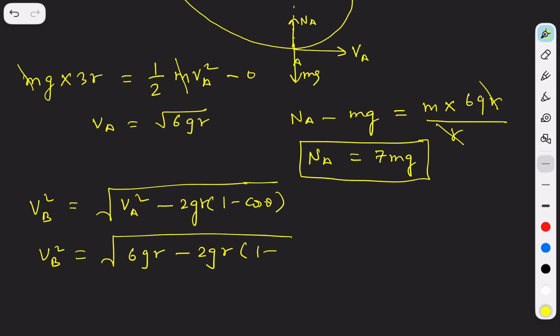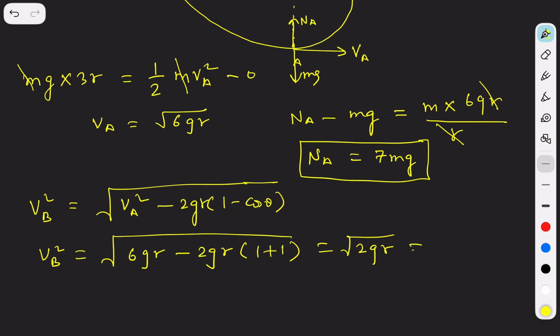So it will become 6gr minus 4gr, which is 2gr. So vb will be root 2gr. This is the velocity that you will be having at the topmost point. This is Vb.